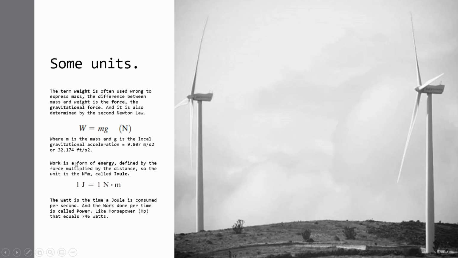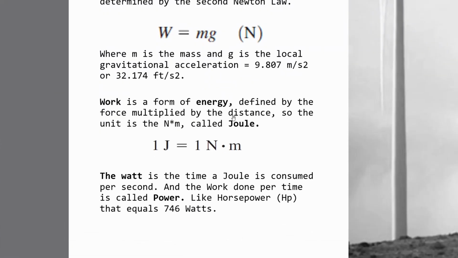And we also have the unit for work. And work, this is important, is a form of energy. And work in traditional ways also, like when you're going to your work, I am doing some job, well, you are consuming energy. So work is a form of energy, and is defined by the force multiplied by the distance. So the unit is the Newton multiplied by the meters, called joule. So the unit for work is joule, and it is a form of energy.